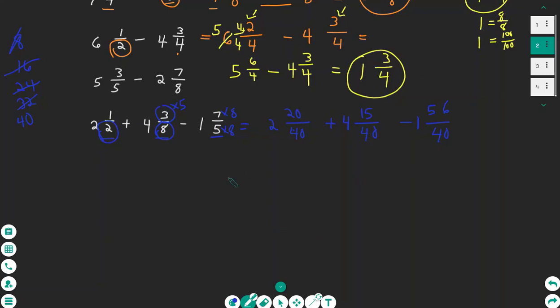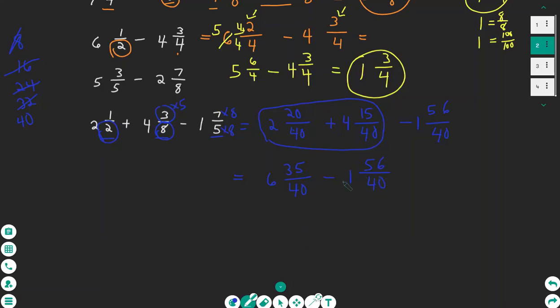All right, so now we have everything the way we want it. We can now go ahead and add this. And let's just quickly look at the numerators. Before we add the whole numbers, let's just make sure we don't have to do any borrowing here. The first two are fine. This is just addition. So let's just add those together. Maybe we'll do that for start. So 20 plus 15, that's 35 40ths. And let's add these two whole numbers too. 2 plus 4 is 6. So by combining these two, we get to the 6 35 40ths. And then we have this minus 1 56 40ths.